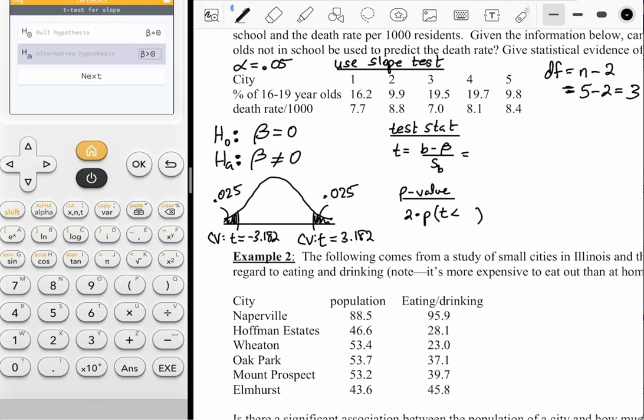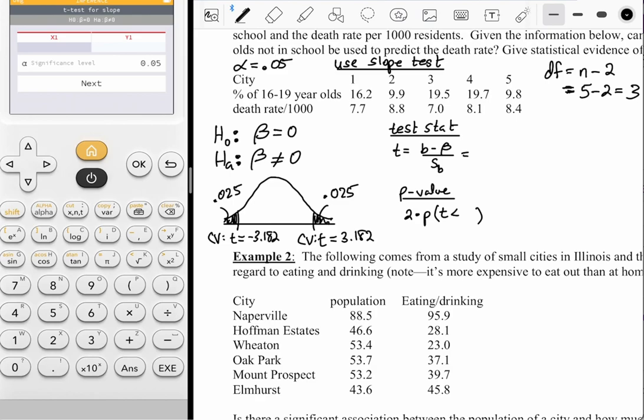They give you the option for greater than, less than. If a question is posed as test the claim that the population slope is positive or negative, that's when you would use the alternatives of greater than, less than. But if they're asking if one could be used to predict the other, they're just looking to see if there's a significant linear relationship. Doesn't matter which way. All right, so I'm changing this to not equals.